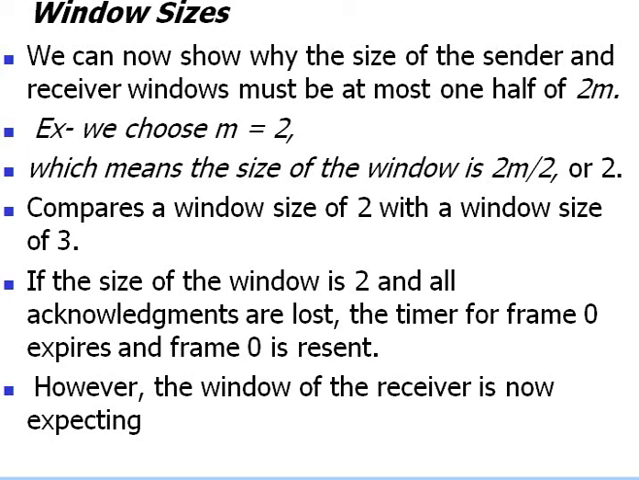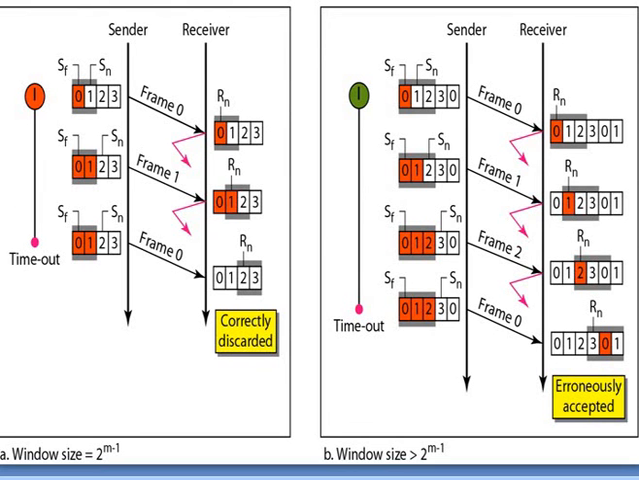Then the next point, window size. We can show that the size of the sender and receiver windows must be at most 1/2 of 2^m. Where we choose n equal to 2, the size of the window is 2^m divided by 2. Compare a window size of 2 with a window size of 3. In this diagram you can see the selective repeat ARQ window size. Here we choose n equal to 2, so the first window is identified as window size 2^m divided by 2, or 2.